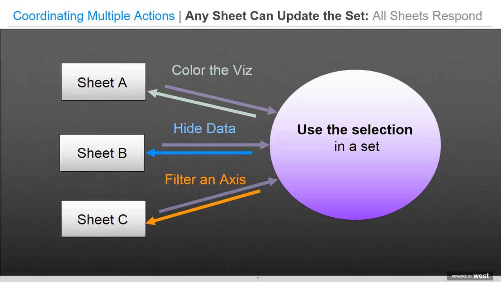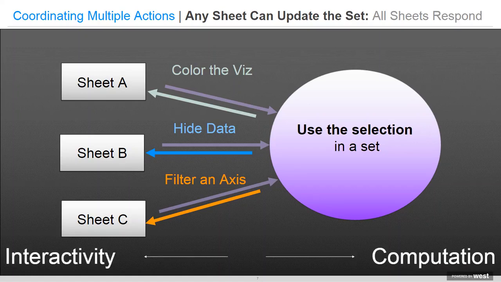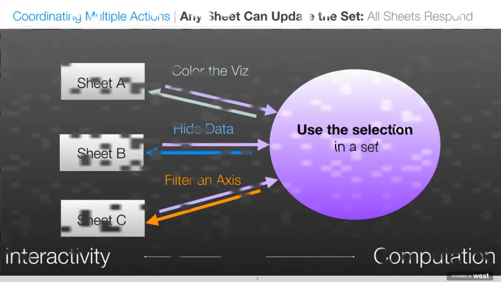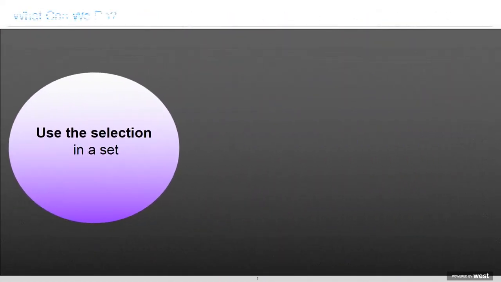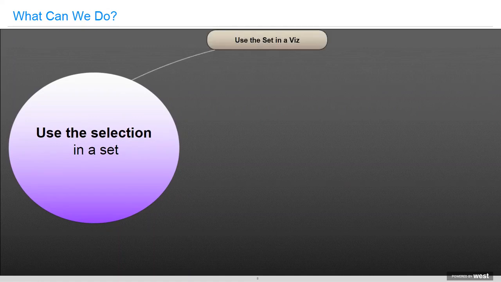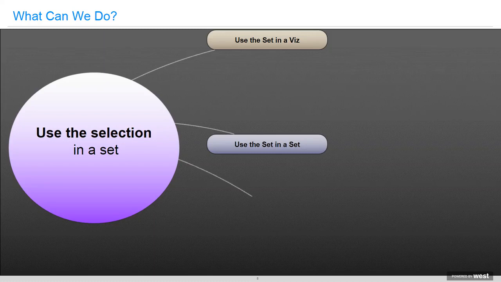And so now, with that general overview, let's take a look at the wide variety of things that are possible to do with these sets, and whose possibility we can now place into the hands of our users thanks to the advent of set actions. I can use these sets in a wide variety of circumstances, as I've mentioned. I can use the set inside of a visualization. I can use the set inside of another set, which is really powerful. I'm looking forward to showing you that. And I can use the set inside of a calculation.